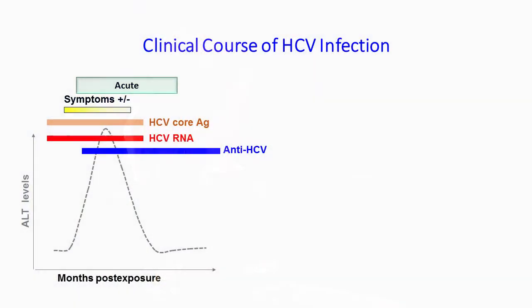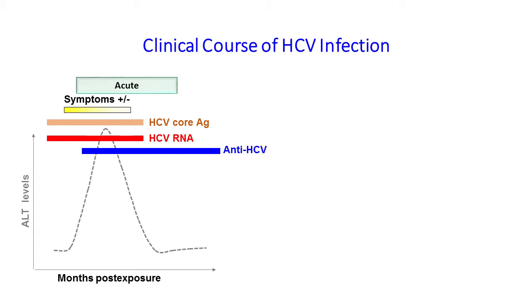HCV RNA and the core antigen are the first markers to appear. This is followed by the appearance of antibodies to HCV. 15 to 30% of acute cases resolve spontaneously, usually in individuals who have infections marked by jaundice and lower peak levels of viremia. Infections with genotype 3 appear more likely to resolve than genotype 1 cases.